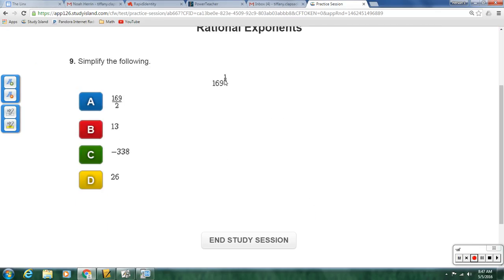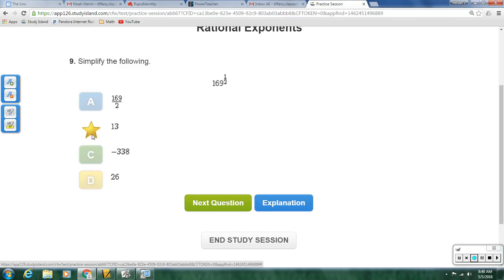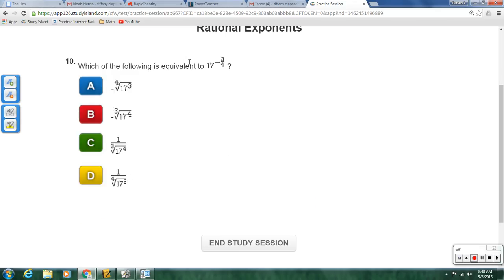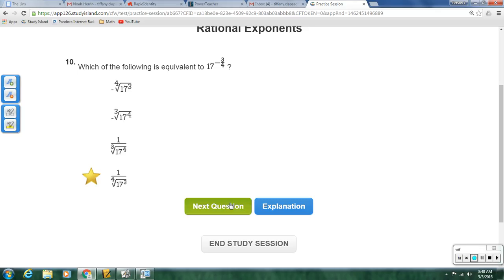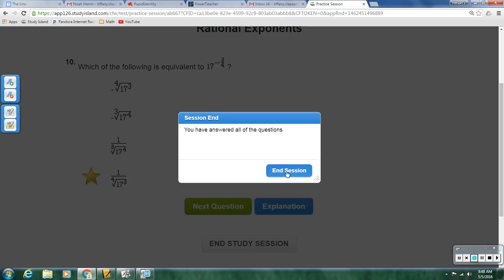Alright, another one. What is it? Well, remember, this is the fraction, so that means it's a square root. You can put that one right in your calculator. The square root of 169 is 13. One of the times tables, you know. Alright, which is equivalent? The negative means it's going to be in the denominator. That means it's got to be one of these. Now, your denominator right here means that's the root. That's the 4. That's it. That's the only kind of questions you're going to have on that.